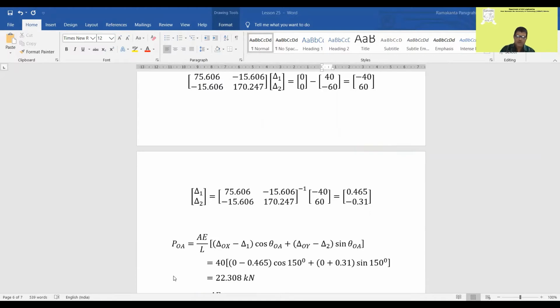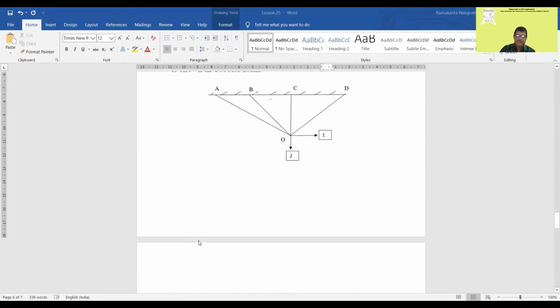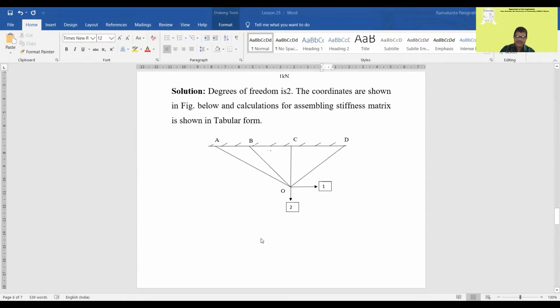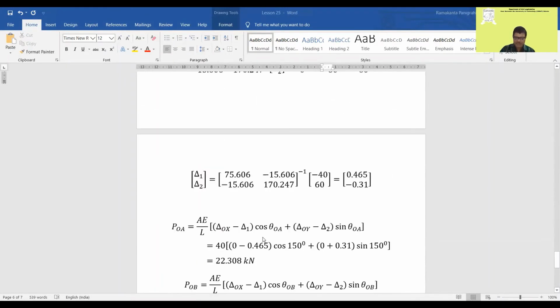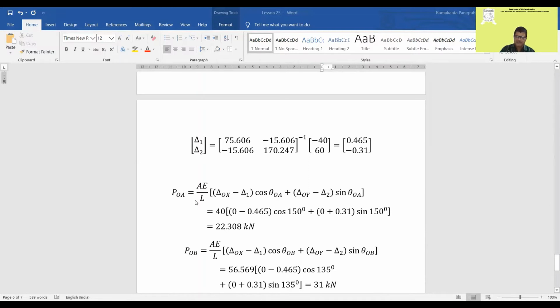Now what is the POA? POA is equal to AE by L, delta OX minus delta 1 cos theta OA. Because you have two directions, components will come from both directions, from delta 1 and delta 2. And delta OX, delta OY is equal to 0. There is no displacement given at the joints, so delta OX, delta OY are 0. With delta 1, delta 2 values you can find POA.